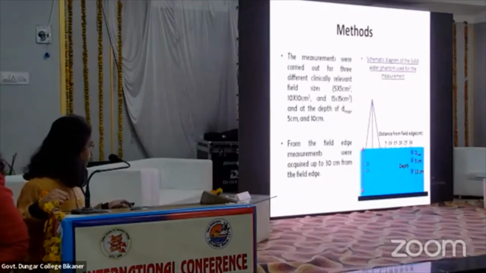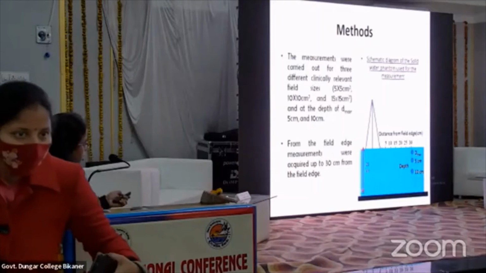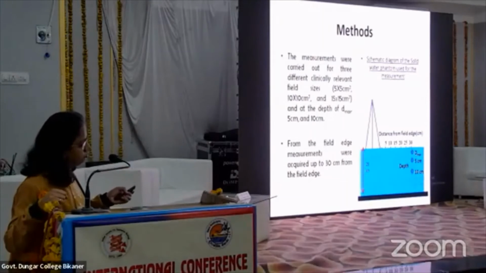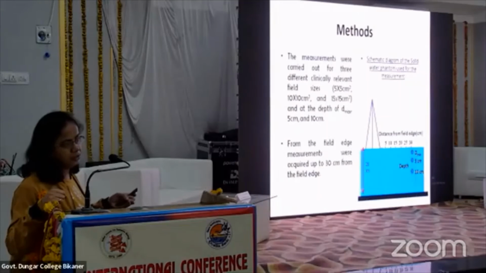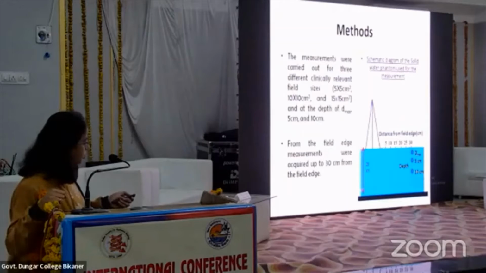And the method of measurement is that the measurements are carried out for 3 different clinically relevant field sizes, that is 5 by 5, 10 by 10, and 15 by 15 centimeter square, at the depths of D max, 5 centimeter and 10 centimeter. So this is the schematic diagram showing how the measurements were taken. From the field edge, we have taken measurements up to 30 centimeter, to see the contribution from the leakage and scatter radiation, for 3 depths: D max, 5 centimeter and 10 centimeter.